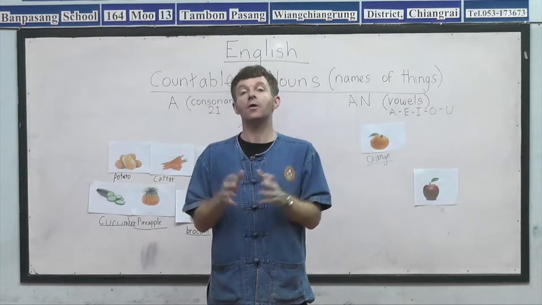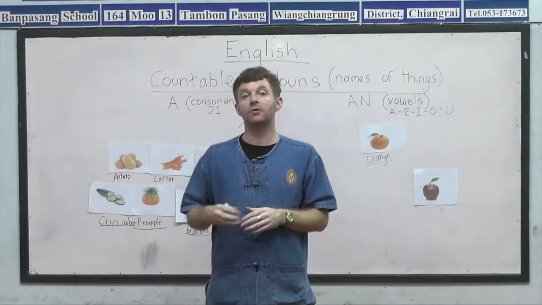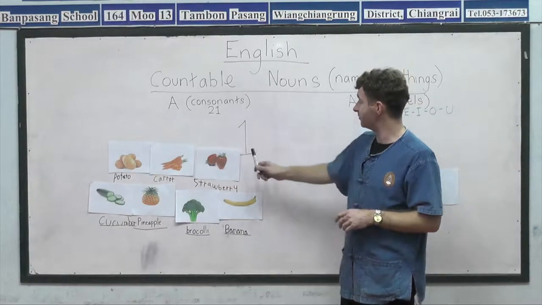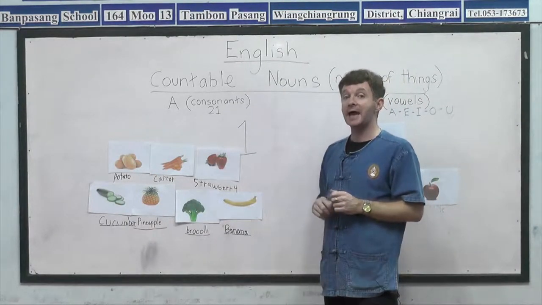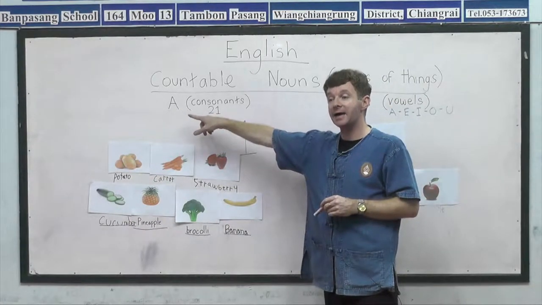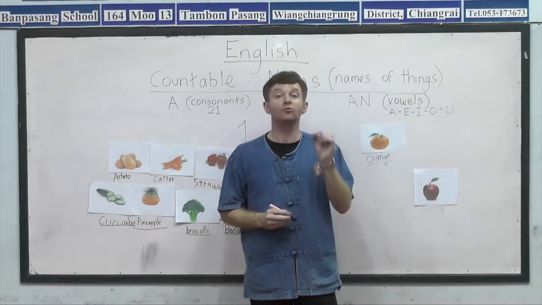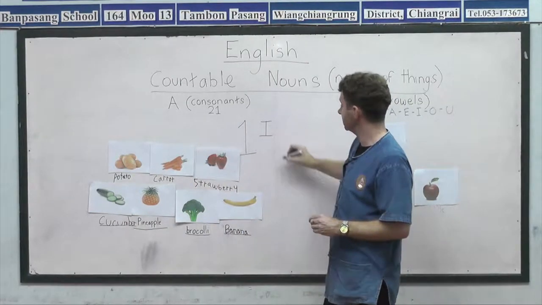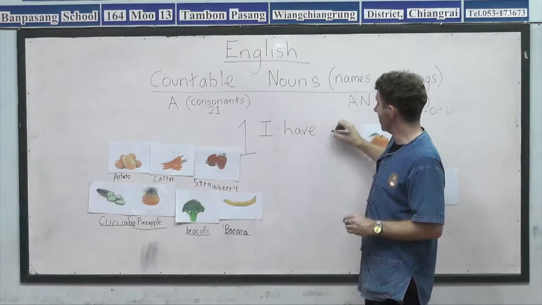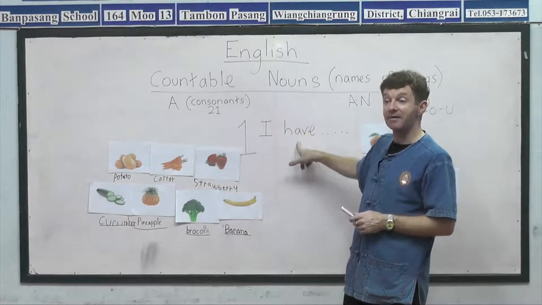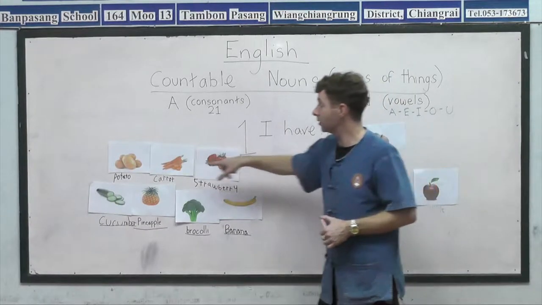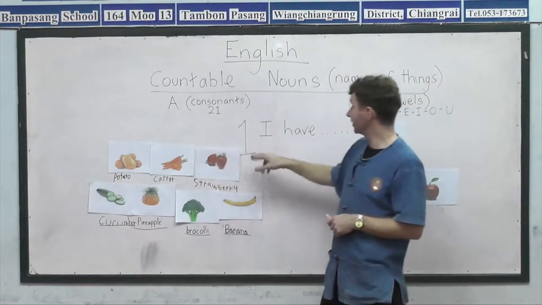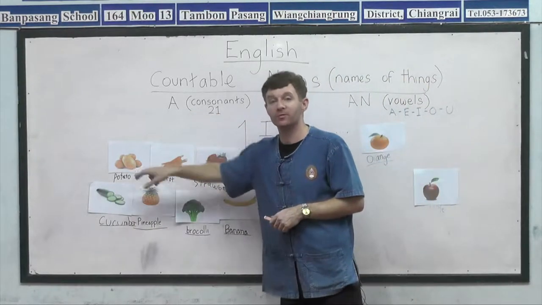Welcome back to class. So now we're going to move on a small step further, because what we're going to do is look at how to describe when we have some of these objects. We have how many, guys? One. So we can either say one or a or an. We have practiced the sentence to say when we have something: I have. And then we can say I have one potato. Or we can replace the word one with a. We can say, I have a potato.